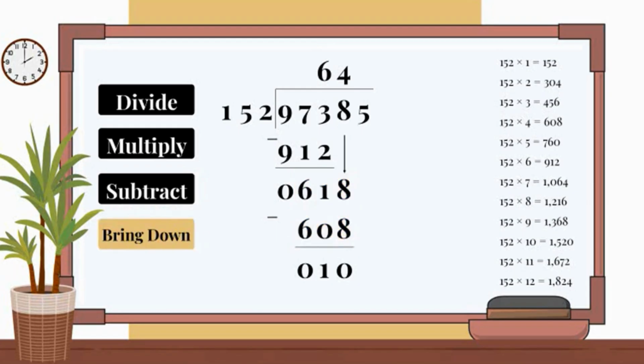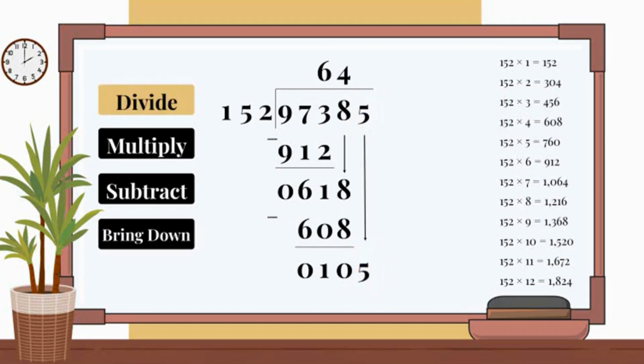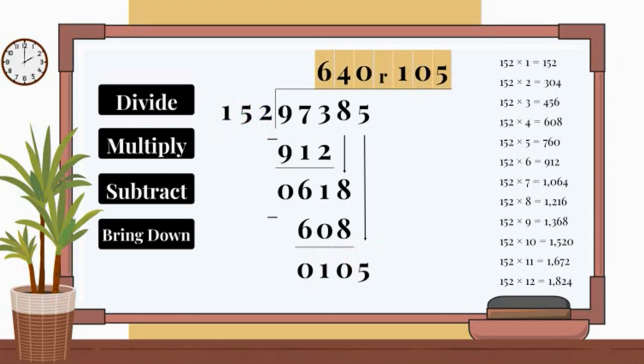We bring down the next digit we are working with in our dividend and reset our steps. 105 is smaller than 152. This means that 105 can be divided by 152 0 times. Because we are unable to divide after bringing down a digit, we will put a 0 on the quotient line and our remainder of 105. Our final quotient is 640, remainder 105.